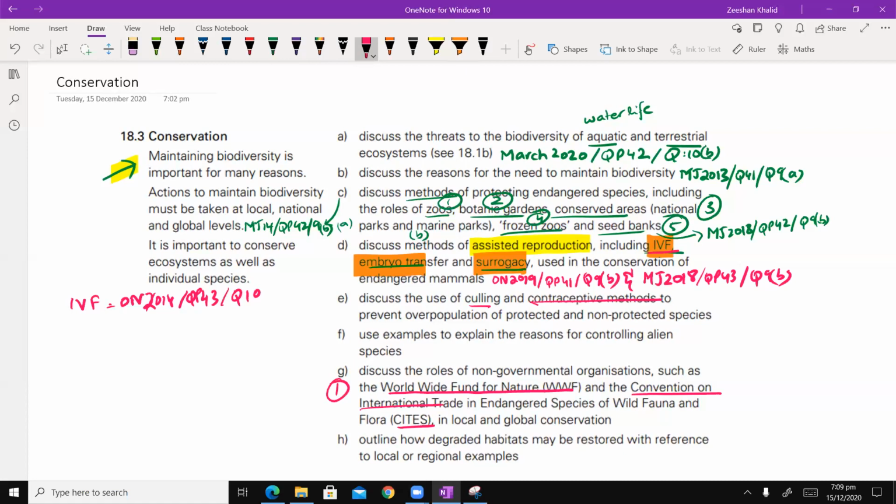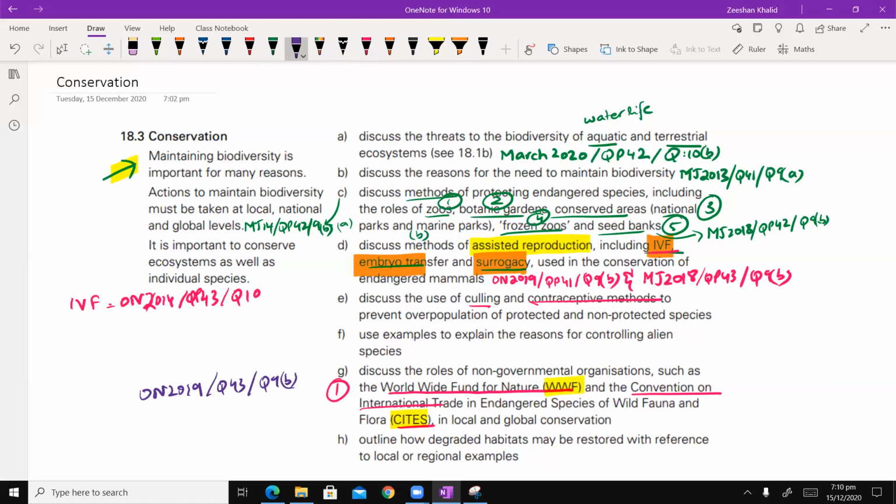So you have WWF, that's number one. I'm highlighting the abbreviations. Then you have CITES, which stands for Convention on International Trade in Endangered Species of Wild Fauna and Flora. Yes, you need to remember this name. And some local and global conservation organizations. Okay, there are questions on this too. This is in a recent paper, October, November 2019, question paper 4.3, question 9B part.